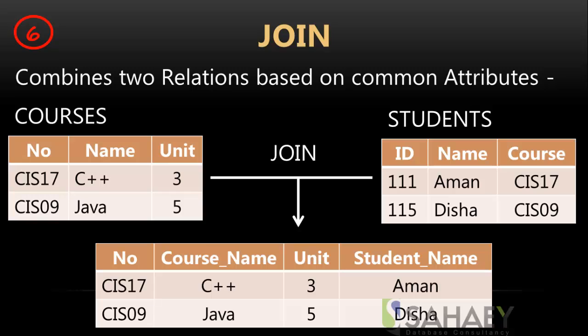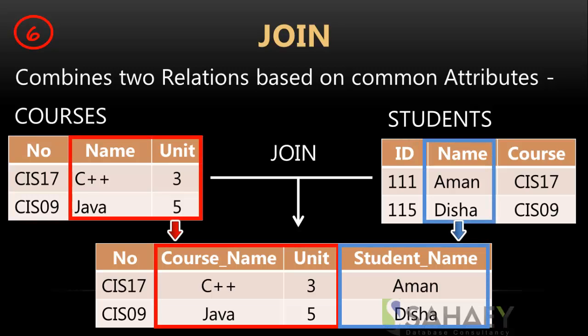The join operation is a binary operation that combines two relations based on common attributes. Here, we combine the course and student relations based on the common attribute course number. As shown, the resulting relation has attributes from both relations.